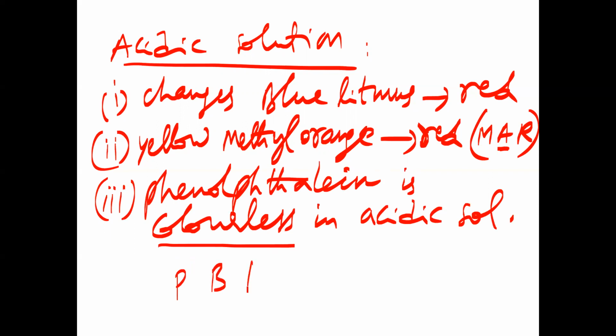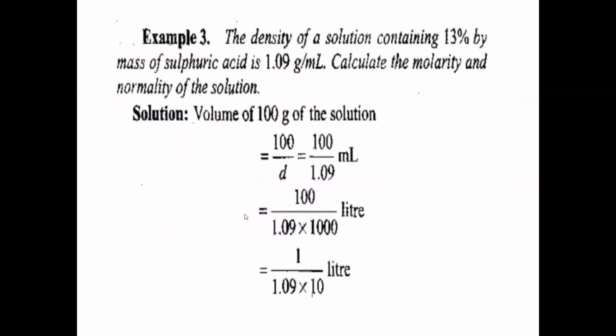But phenolphthalein will be which colored in basic medium? PBP, I told now. Phenolphthalein, basic medium, pink. But phenolphthalein, acidic medium, colorless. So this condition we have to understand here: whether the resultant solution formed is basic or acidic. Okay? This is an important concept to understand. That is the theory part.